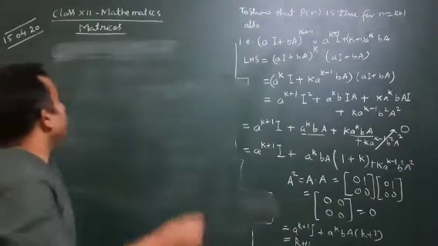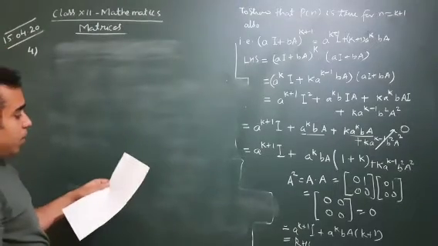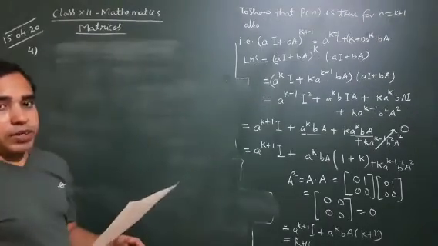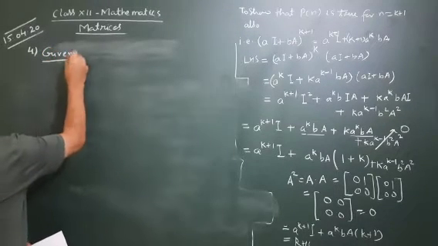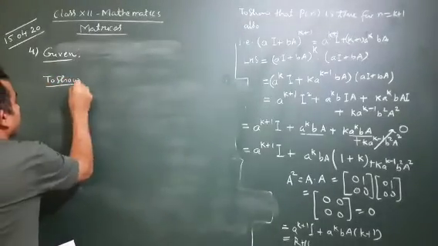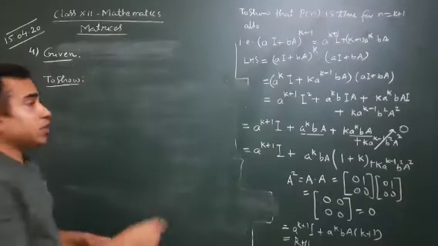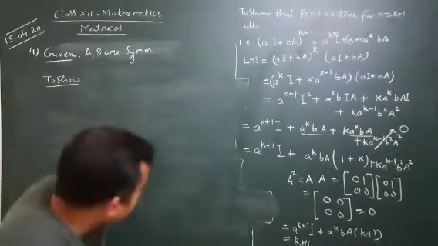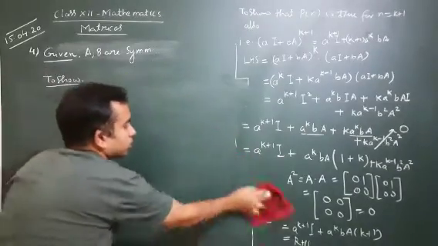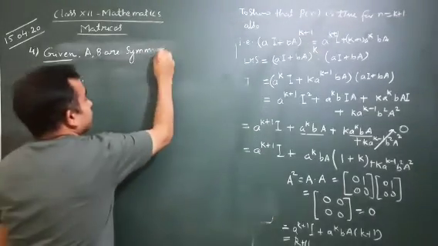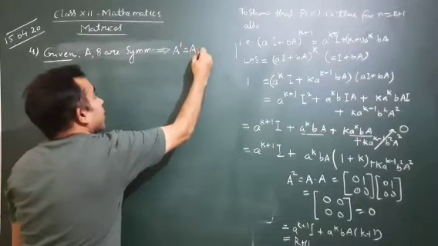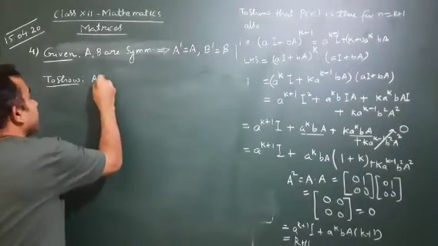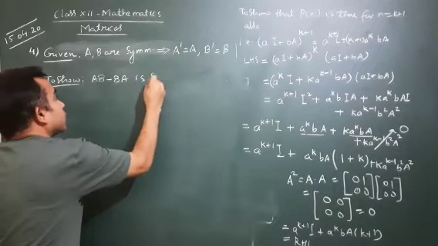Now let us see the next fourth question, which says, if A and B are symmetric matrices, then prove that AB minus BA is a skew symmetric matrix. So here we have been given, let us write given and what we have to show. Here it is given that A and B are symmetric. Means what? Symmetric means, as per the definition, that its transpose is equal to A and B is also symmetric, so its transpose is equal to B. Alright? Then what we have to show? We have to show AB minus BA is skew symmetric.